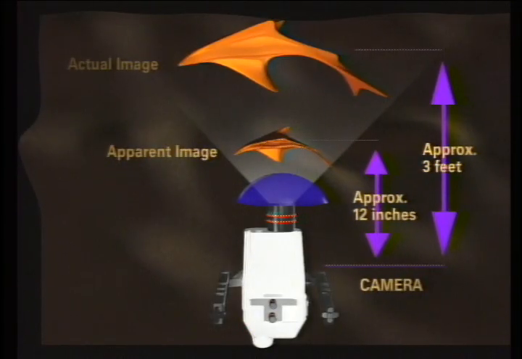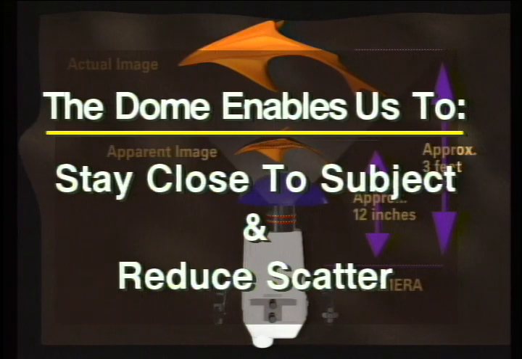And second, the dome creates an apparent image. Regardless of the true camera-to-subject distance, the apparent image will always be just inches in front of the dome. The benefit of using the dome is it enables us to stay very close to the subject so we can reduce the effects of scatter while still getting all of our subject in the picture frame.